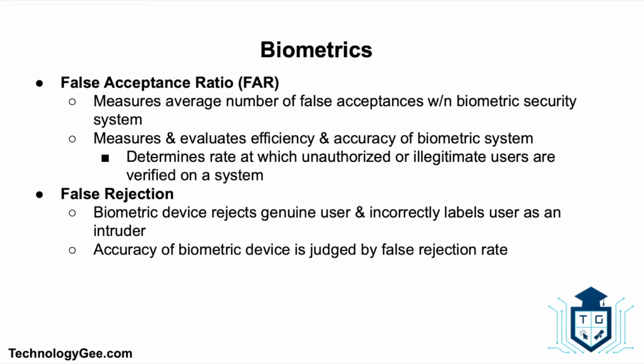Then you have false acceptance. The false acceptance ratio is a unit used to measure the average number of false acceptances within the biometric security system. It measures and evaluates the efficiency and accuracy of a biometric system by determining the rate at which unauthorized or illegitimate users are verified on a particular system. Then you have what is called false rejection. This occurs when a biometric device rejects a genuine user and incorrectly labels that user as an intruder. The accuracy of a biometric device is judged by its false rejection rate.